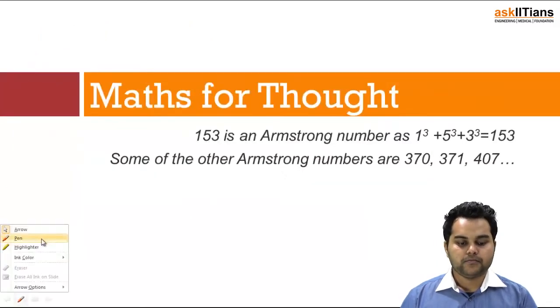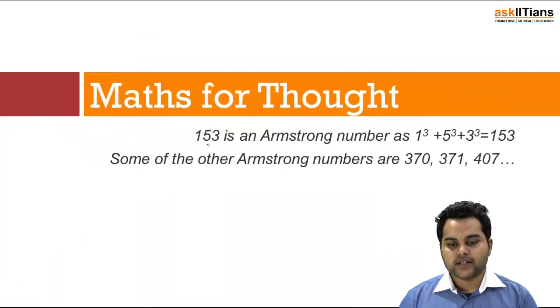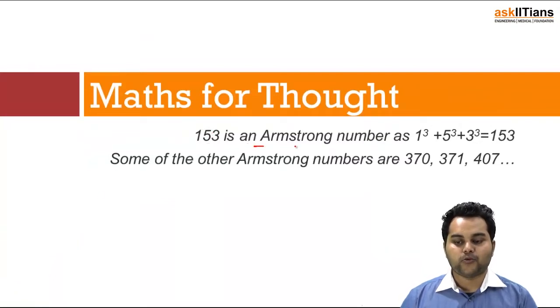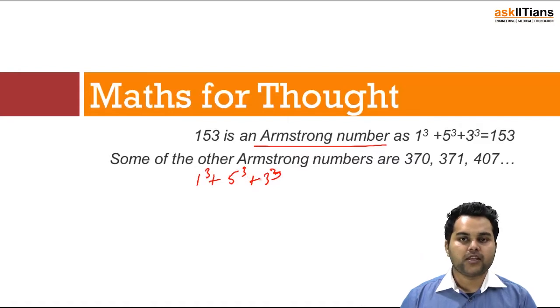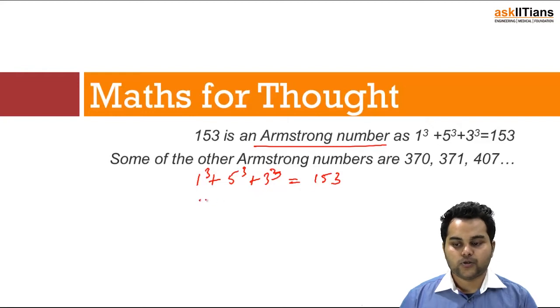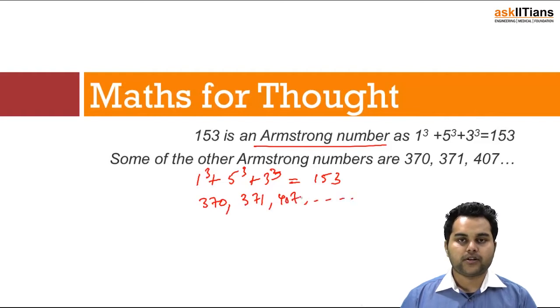Now just for fun, I have a slide: 153 is an Armstrong number. What's an Armstrong number? Numbers which can be written in such a form that the sum of the cubes of the 3 digits is itself the number. So write down for yourself the rest of the numbers and find any more Armstrong numbers if you have.